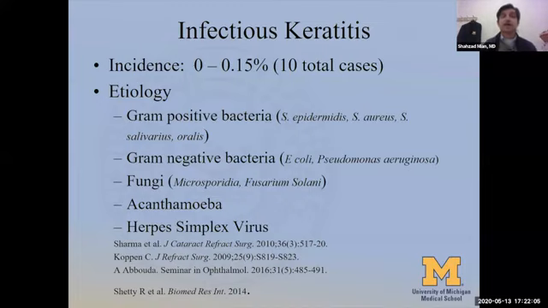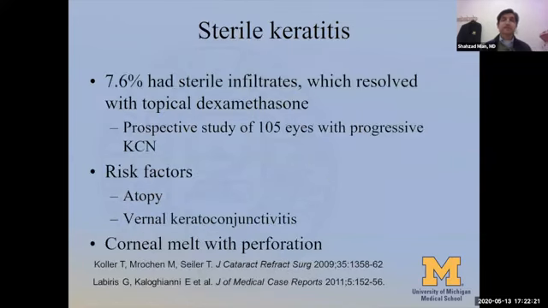Infectious keratitis, although it has a low reported incidence after cross-linking, can occur, and the organisms that have been reported include a broad range, including gram-positive bacteria, gram-negative bacteria, fungi, acanthamoeba, and herpes. Sterile keratitis can also occur after cross-linking, and there's a higher incidence of this, being about 7.6%. This often responds well to topical steroids and is associated more commonly in patients who have ocular surface disease with an inflammatory component, including atopy and vernal keratoconjunctivitis. Patients have been reported with a full thickness corneal melt and perforation after cross-linking as well.